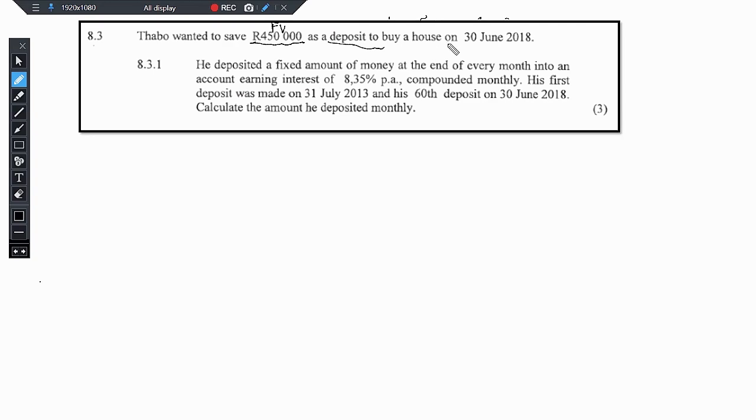as a deposit to buy a house on 30 June 2018. He deposited a fixed amount of money at the end of every month into an account, earning interest of 8.35% per annum, compounded monthly. His first deposit was made on 31 July 2013 and his 60th deposit on 30 June 2018. Calculate the amount he deposited monthly.